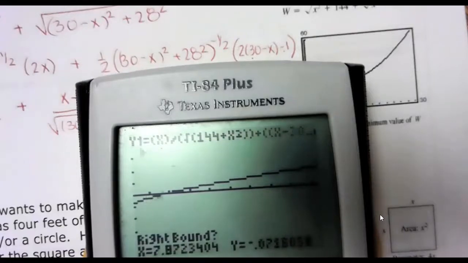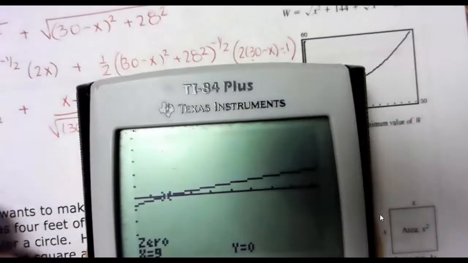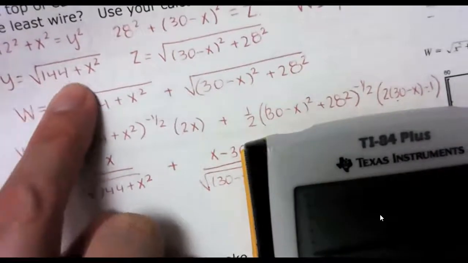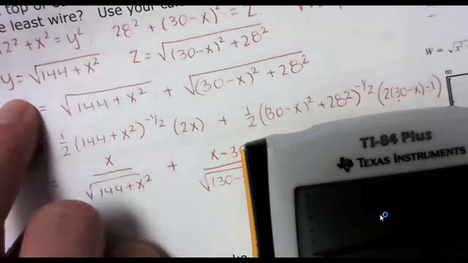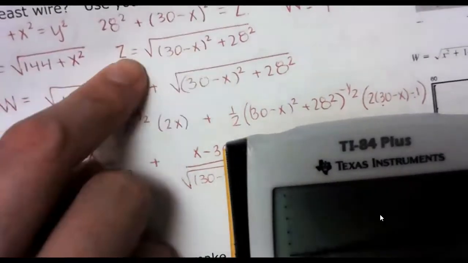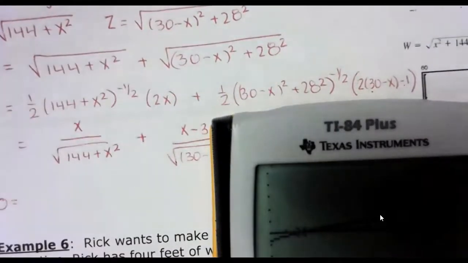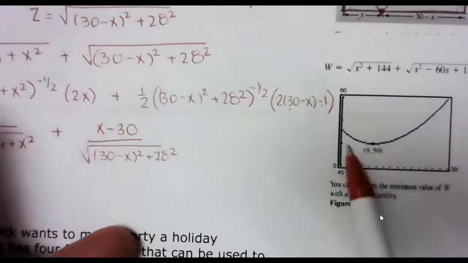Enter, enter, enter, and we get an X value of 9. So what that means is that when I plug 9 back in here, we get 144 plus 9 squared, and then we get its square root, and that will give me my Y value. If I plug 9 in over here, that will give me my Z value. So X equals 9 is the value at which this is going to be minimized.